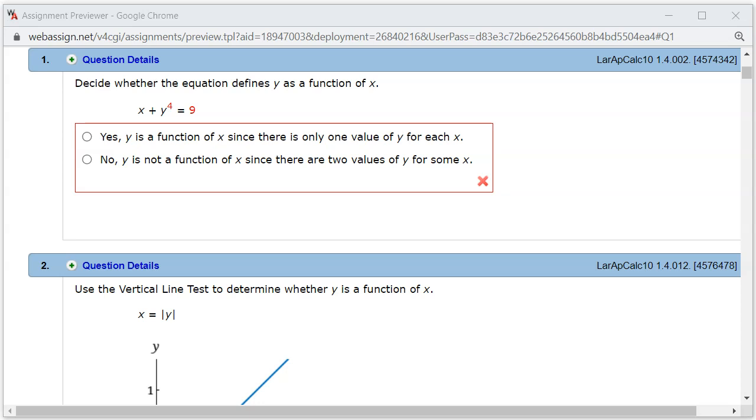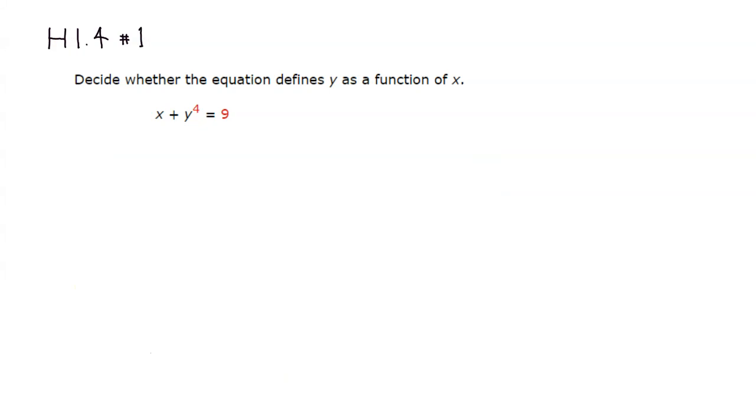All right, let's look at the homework 1.4, problem number 1. We want to decide whether the equation x plus y to the fourth equals 9 defines y as a function of x. Remember that in order to be a function, one x value has to produce only one y value. So let's check that.